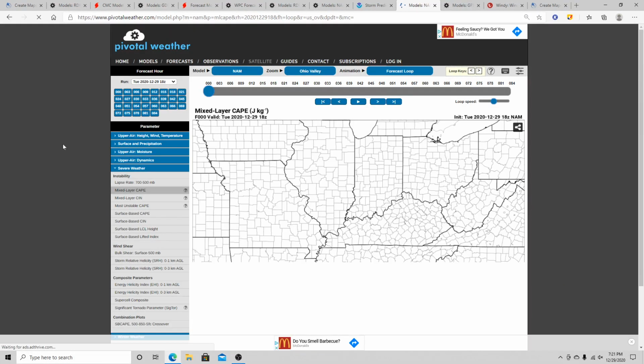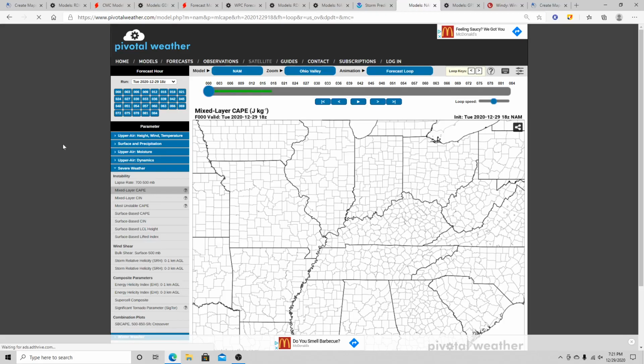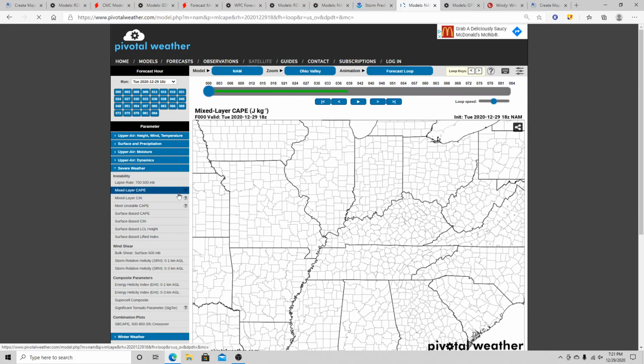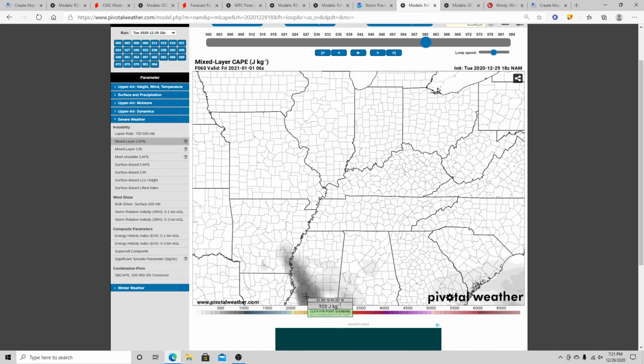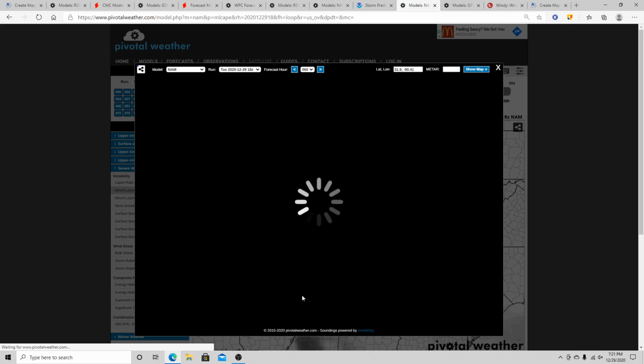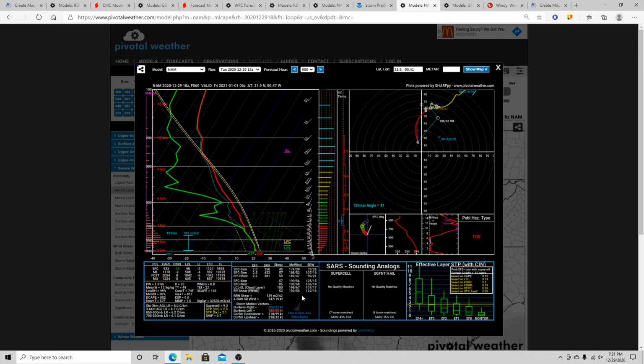So this is mixed layer CAPE here. So this is kind of like in the mid levels of the atmosphere here. It's actually near ground there. A little bit of correction there. And as you can see here, not a whole lot of instability to talk about. You can see here pretty decent numbers, as high as getting close to 1,000 across portions of south central Mississippi, which we'll get a sounding across those regions there.